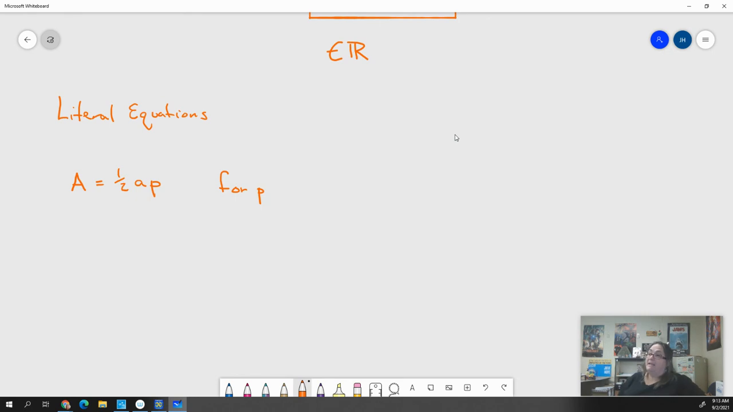So here we want to get P all by itself. So we have to start undoing what's being done to it. The first thing I like to do anytime I'm doing something is get rid of the fraction if I can. Does anyone know how to move a fraction over to the other side?